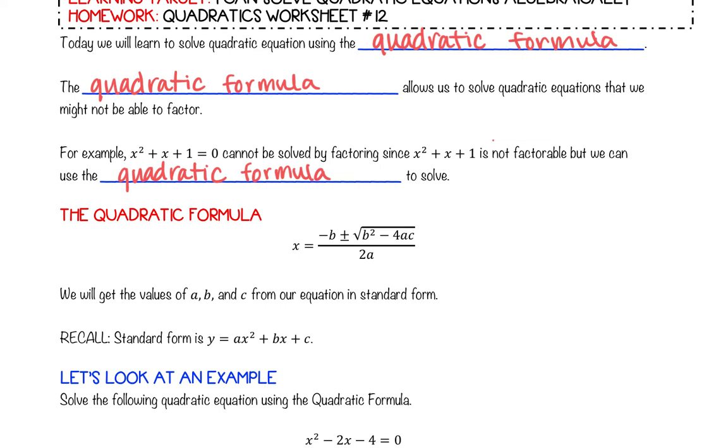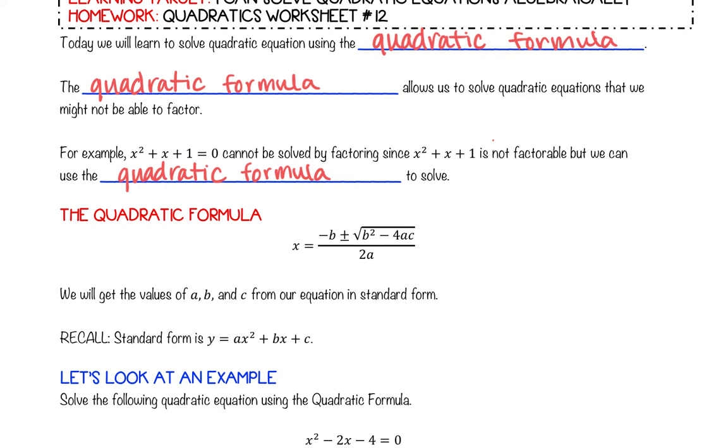The quadratic formula: x equals negative b plus or minus square root b squared minus 4ac all over 2a. So I have a fun little song that my high school teacher taught me to memorize it. So I'm going to go ahead and sing it for you.